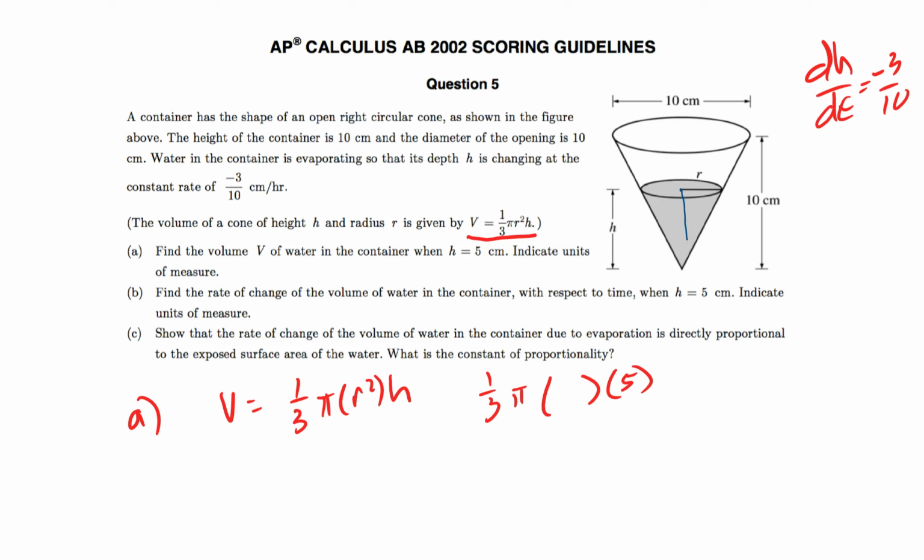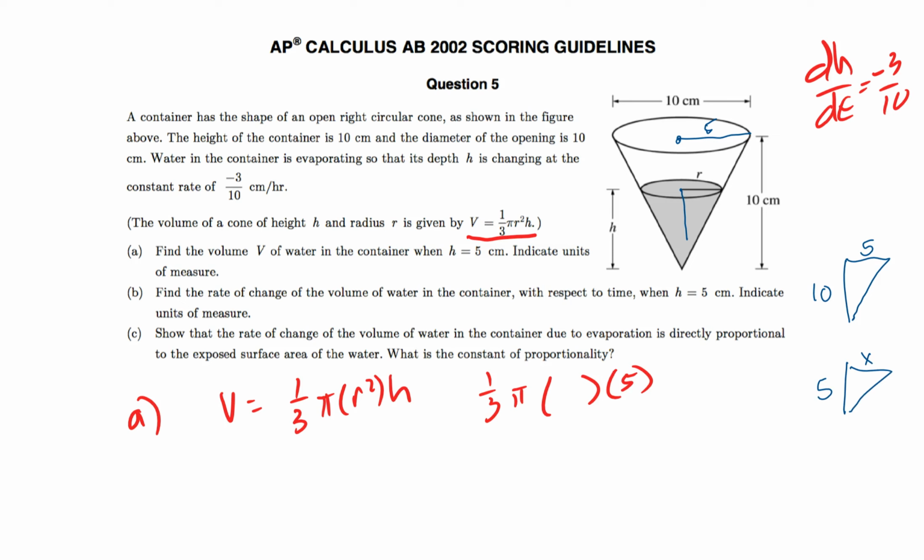Let me do a little triangle right here. Look at the big one: when the height is 10, the radius is 5. The big one is the whole container. We look at just the depth of the water though. So they're saying, when my depth is 5, what is the radius? These are similar triangles, so we're going to set it up.